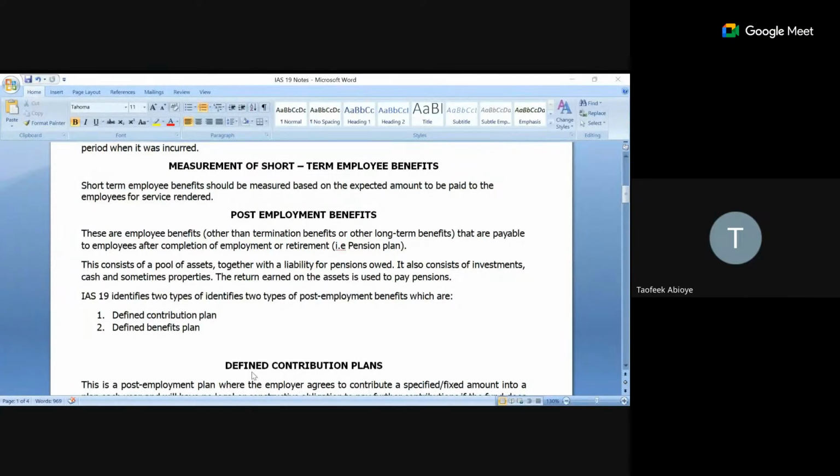So post-employment benefits, we all know that it's like a pension. It's after the end of your employment or after your retirement. When you are in retirement, that's when you are going to be entitled to the post-employment benefit. So now, what the standard is saying is, how are we going to account for this?